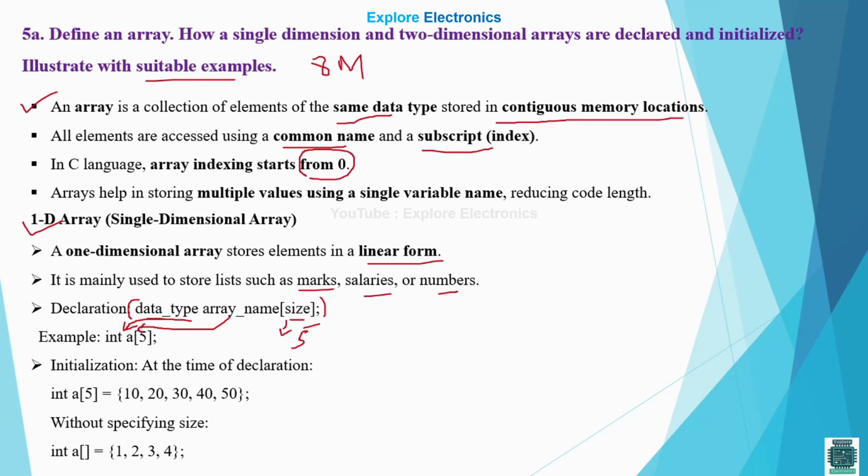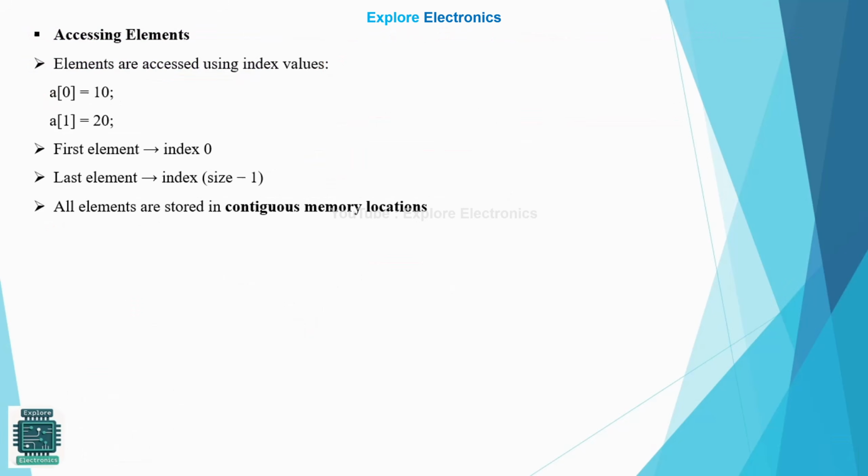This is declaration. When it comes to initialization, at the time of declaration only, you can initialize the values. If you consider array size as 5, then here only you can list the values you are going to take. Or else, without specifying size. See here I have not specified size. I have listed the elements. It automatically considers the size of that array. Fine. This is about initialization.